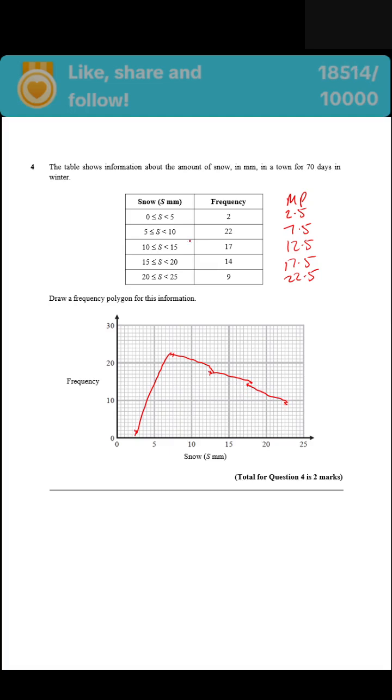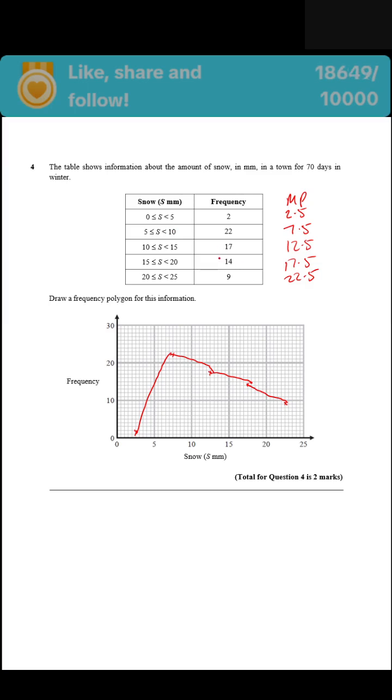If they were saying, why don't you times the frequency? Because the question is not asking you to find an estimate for the mean. Again, that frequency table will pop up in a lot of different questions. It could be on cumulative frequency, could be on frequency polygon, could be finding an average.